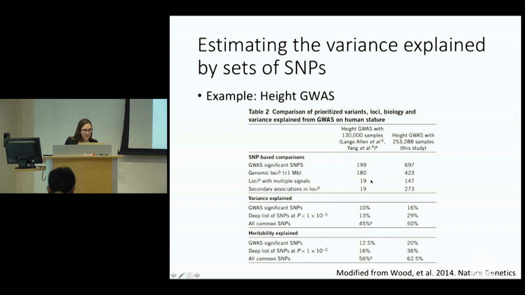Here's an example from height, where they did a height GWAS in about 130,000 individuals, and then again later on in 250,000 individuals. And you can see that many more SNPs and loci have been identified with increasing sample sizes, and that they explain a larger proportion of variance in the trait compared to what they found previously. So when they increase their sample sizes, they're finding more loci, increasing the variance explained of their traits, as well as the overall explained heritability.